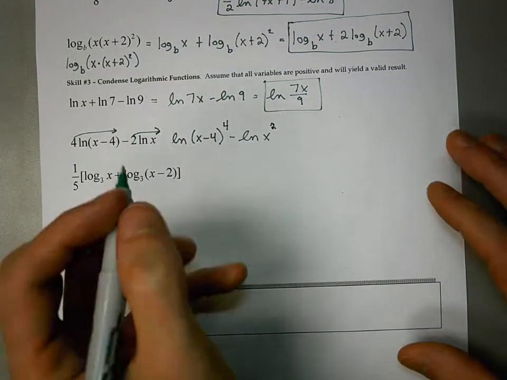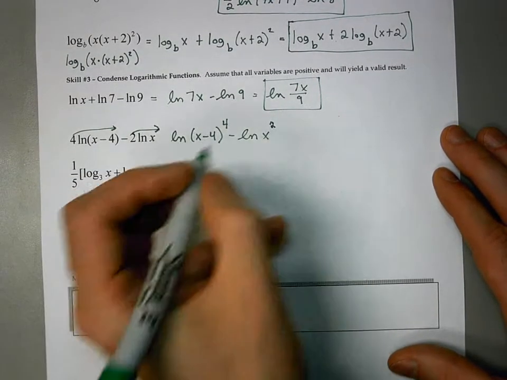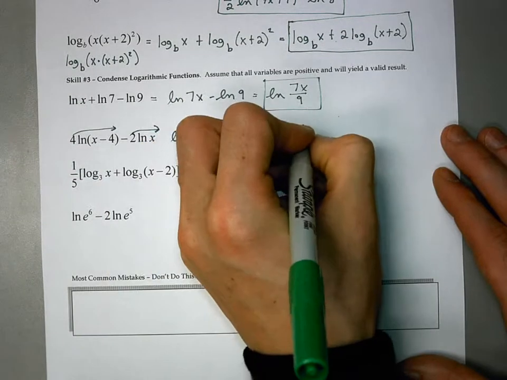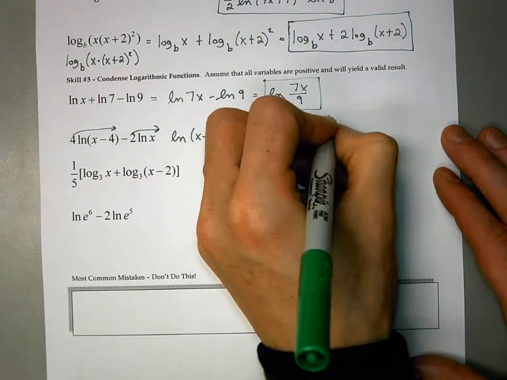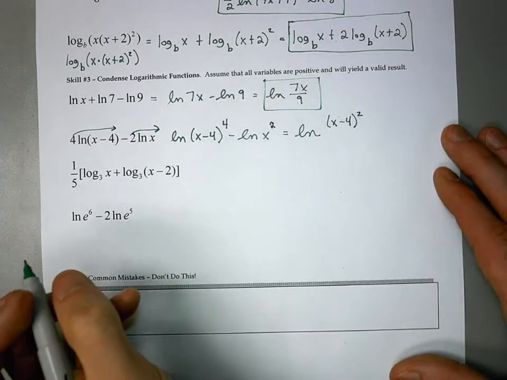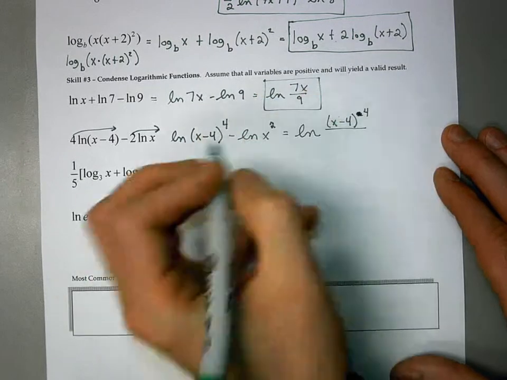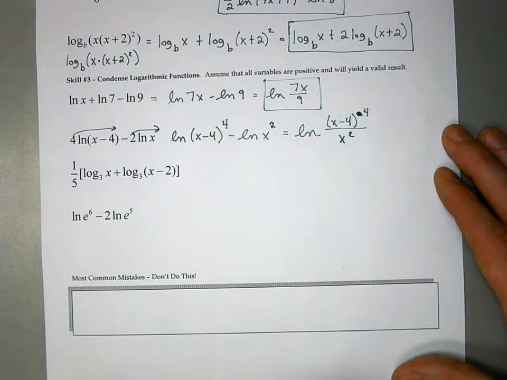And then I can see I can apply my quotient property where this first quantity is going to be the numerator, the second quantity is going to be the denominator, written as a single natural log. So the natural log of x minus 4 raised to the, actually this should be raised to the 4th, over x squared.